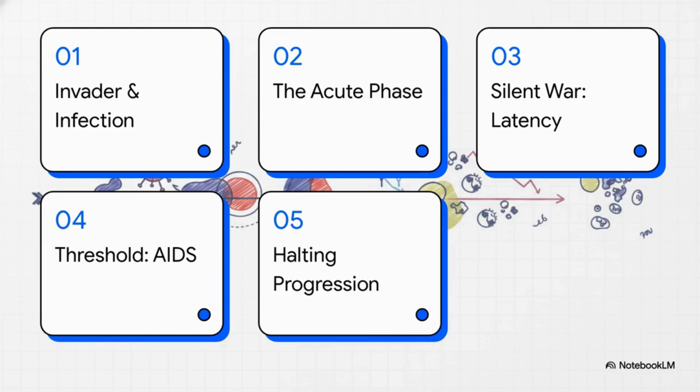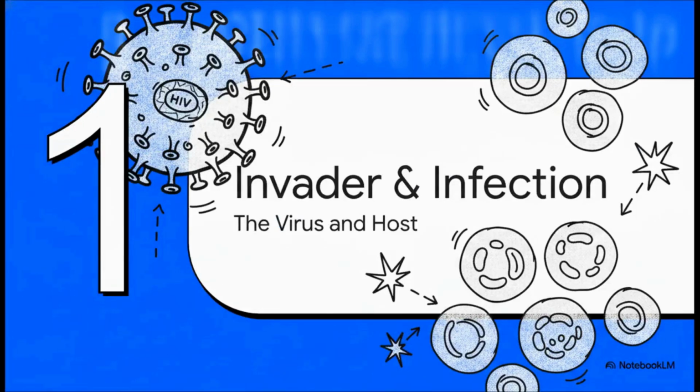To map this all out, here's our roadmap for the explainer. We'll start with the invader and infection, move into the acute phase, look at the silent war of latency, cross the threshold into AIDS, and finally, talk about halting the progression. Let's kick things off with part 1, the invader and infection.